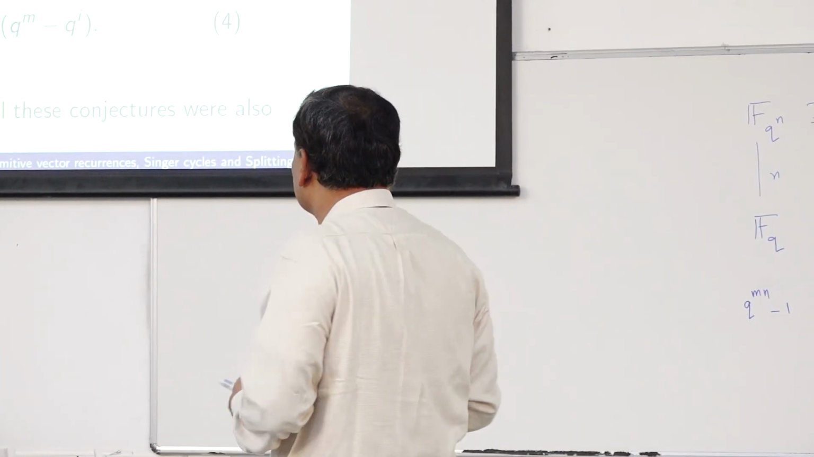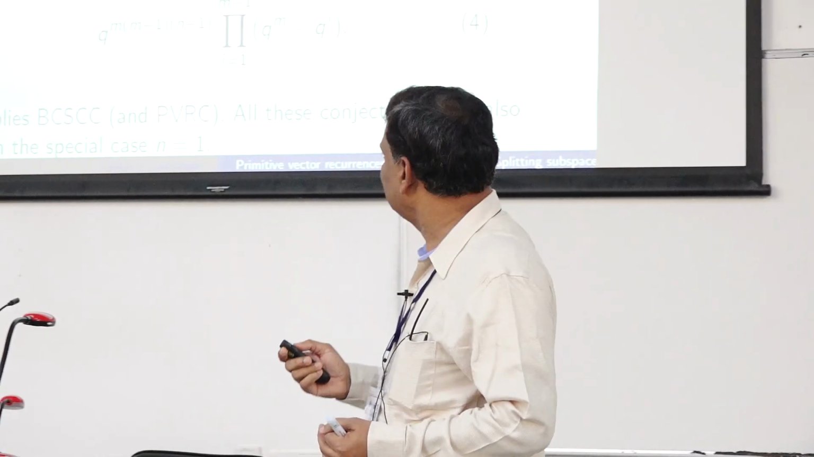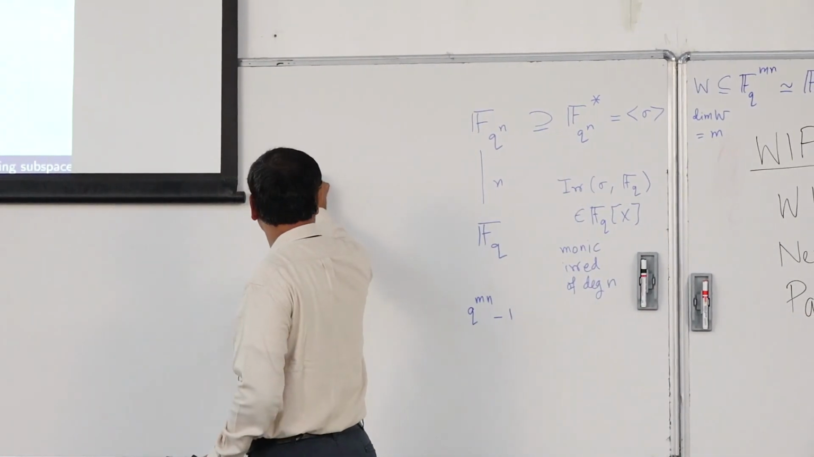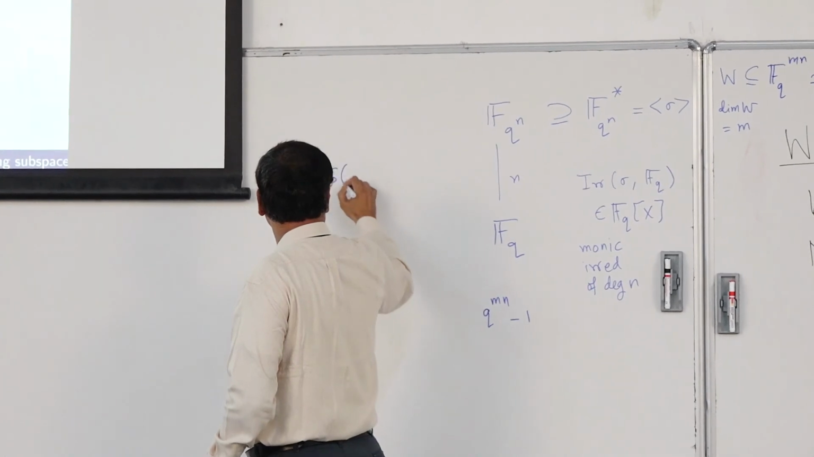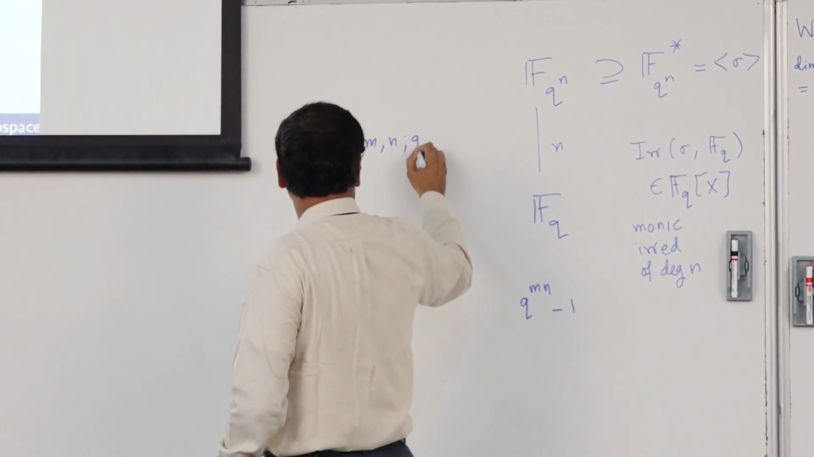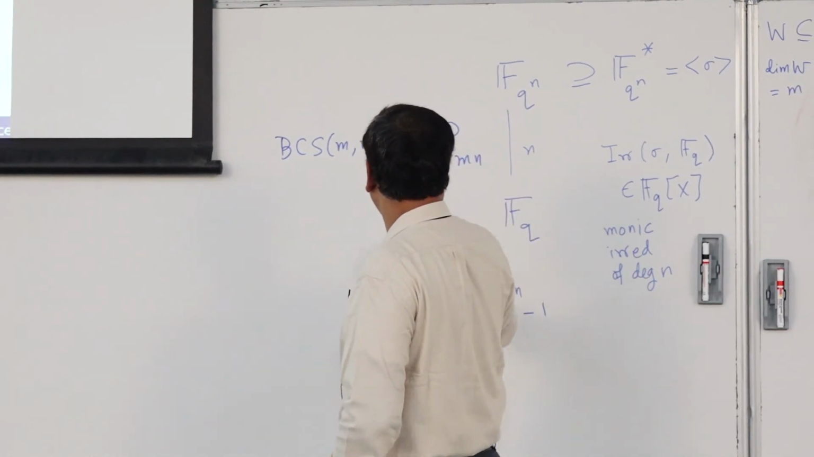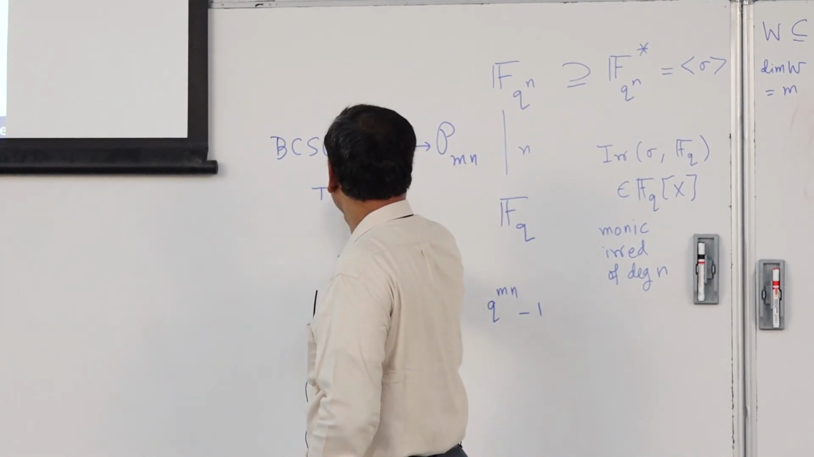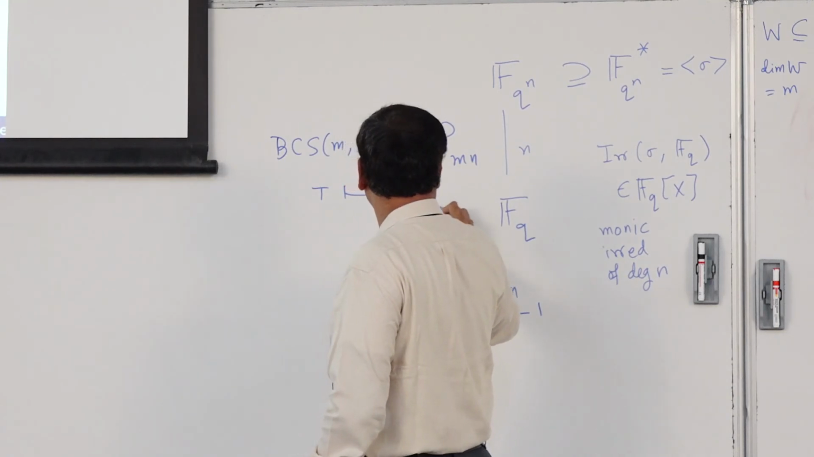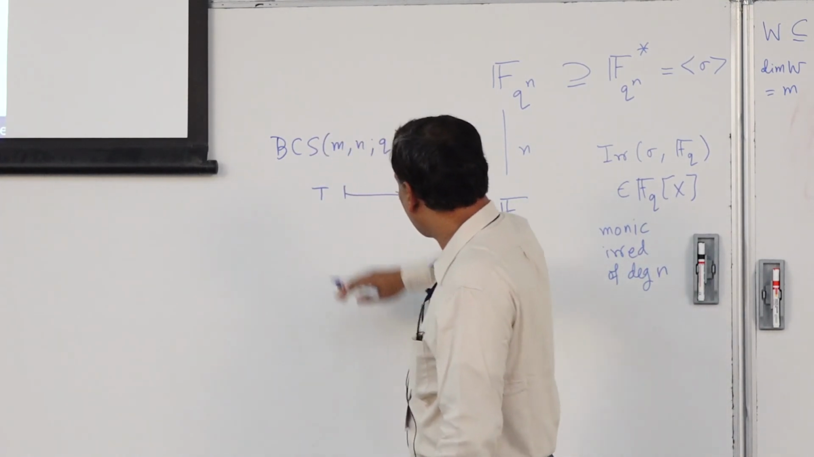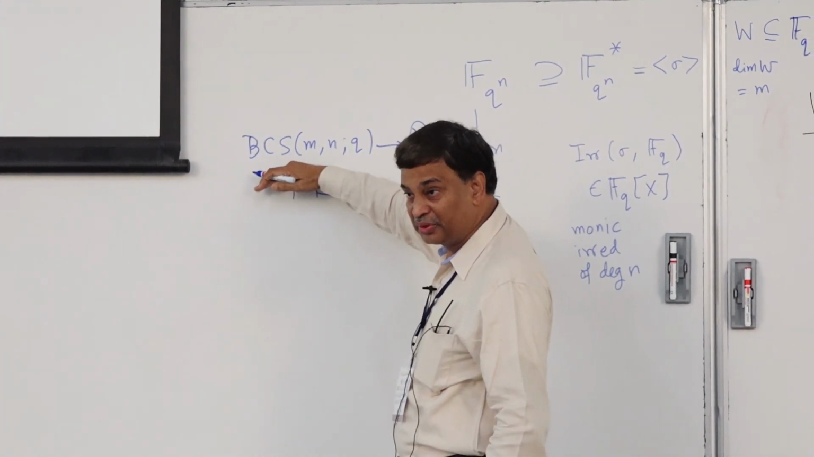And then what we thought was a natural way of doing this. So, let me call something block companion Singer cycles, say mn, and then I have a map to primitive polynomials of degree mn. So, T goes to the characteristic polynomial of T. Now, what we showed is that this is surjective. What I am interested in is to count this.